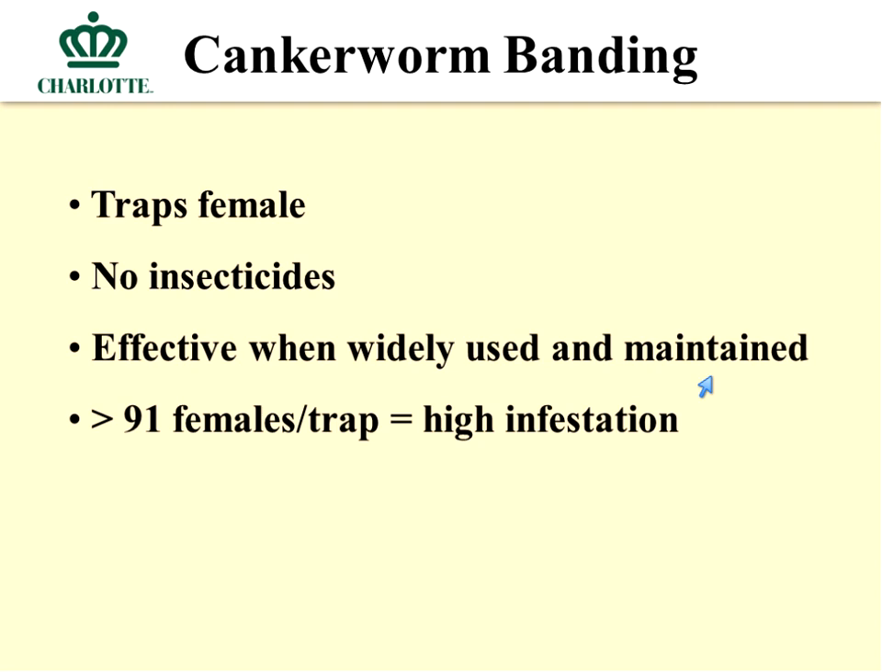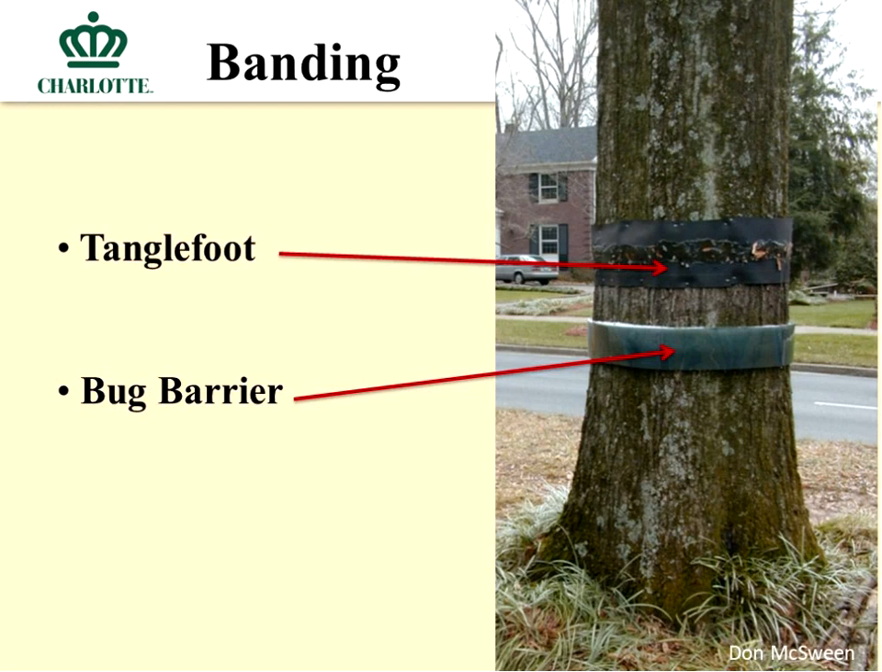So the U.S. Forest Service has determined that on a trap, if greater than 91 females are trapped, they consider that a high infestation. Just remember that number. So what the banding is, basically, we just put this band around a tree, and there's a couple different types. We have this sticky trap or a tanglefoot band that we can apply, or we have this product called a bug barrier. They act a little bit different.